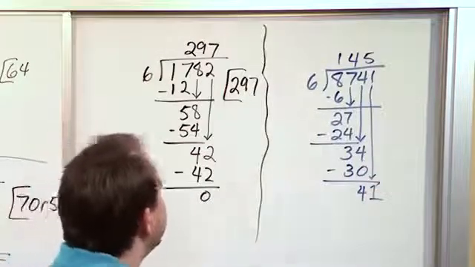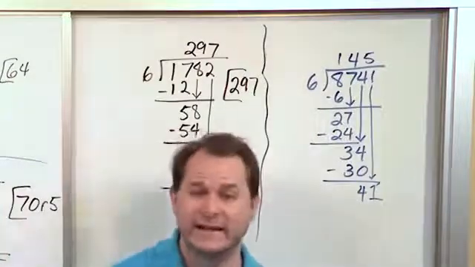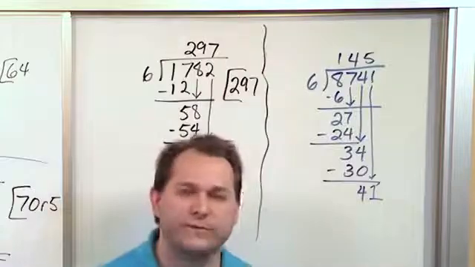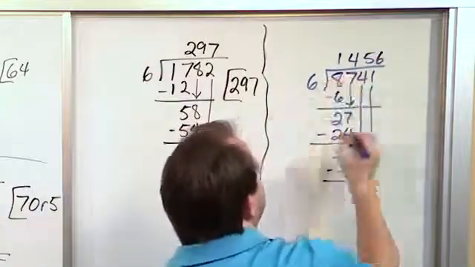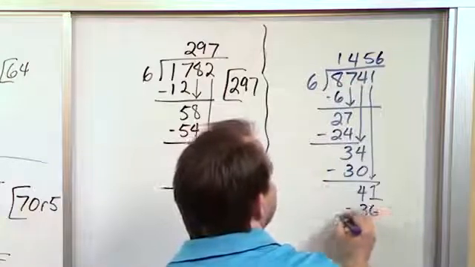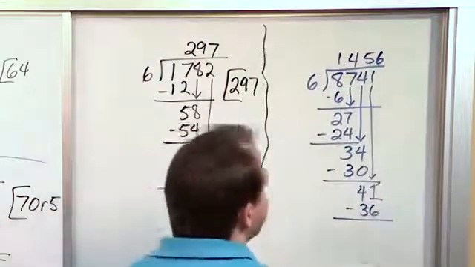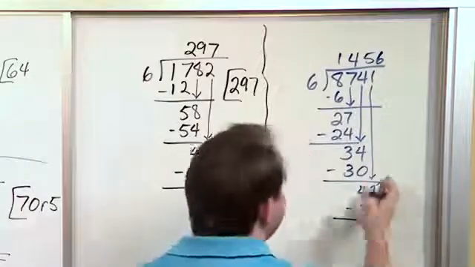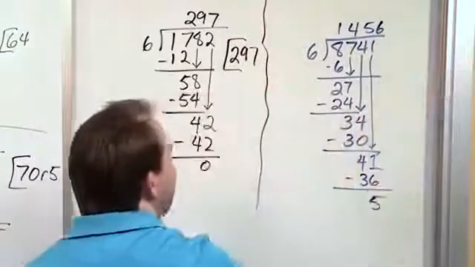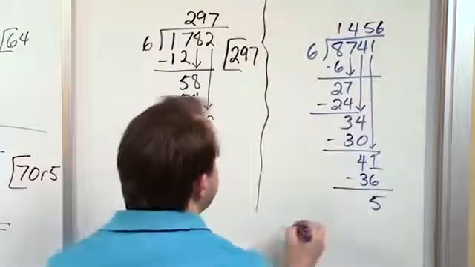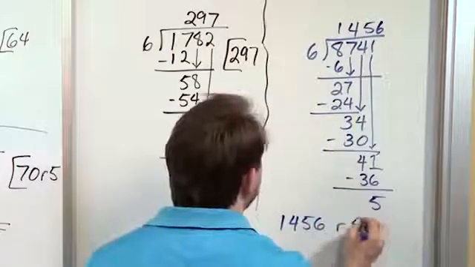All right, how many times can 6 go into 41? Well, 6 times 6 is 36, and 6 times 7 is 42. That's too many. So it can only go 6 times. The 6 times 6, we multiply, we get 36, and we subtract. 41 minus 36 is going to actually be 5. And so we've done the subtraction, we go back up to try to grab another digit, there's nothing there, so we can't do anything else, the problem's finished. The answer is 1,456 with a remainder of 5.